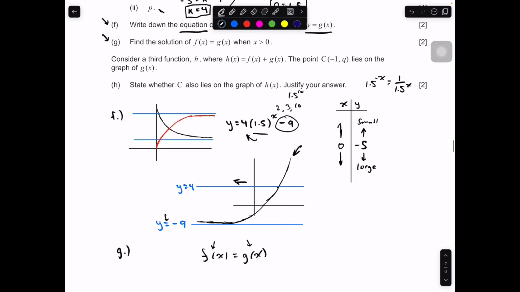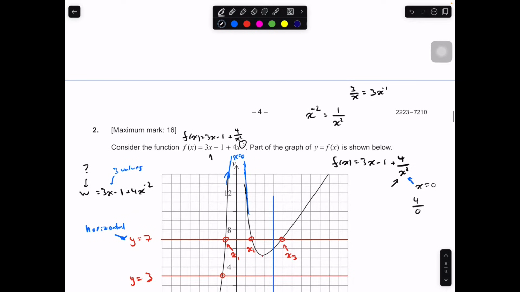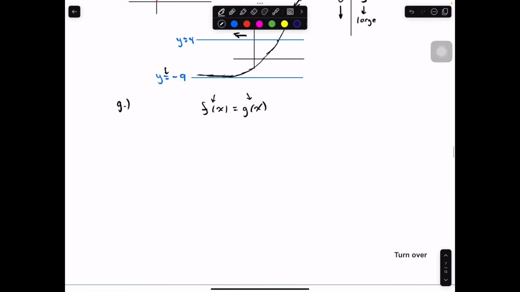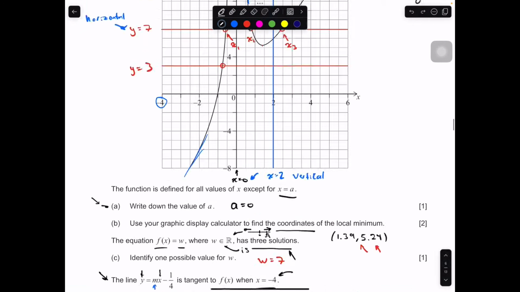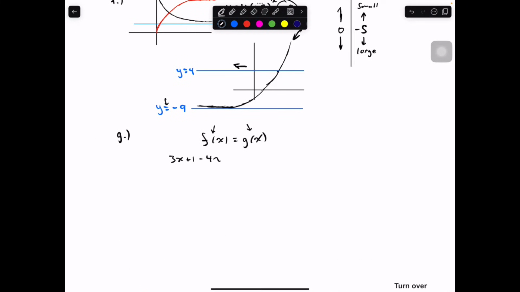So f of x, I've got to go find it right here. 3x plus 1 minus 4x to the negative 2, and this other function was, I believe, 4 times 1.5 to the power of x minus 9.